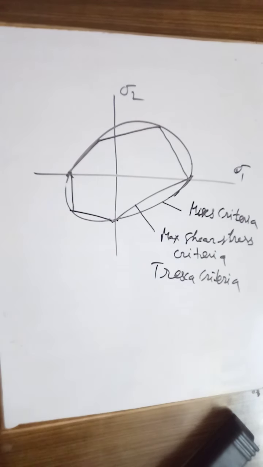Okay, so this is for the yielding. So the two different types of the criterion we have discussed in this lecture.